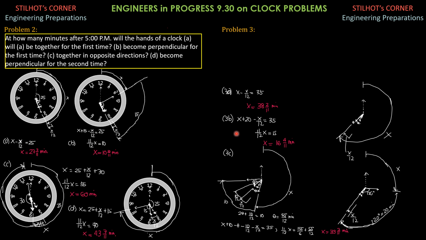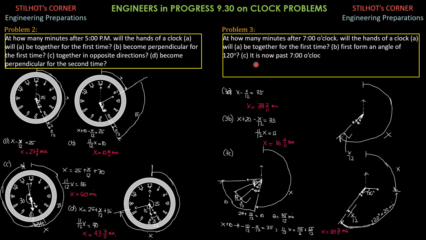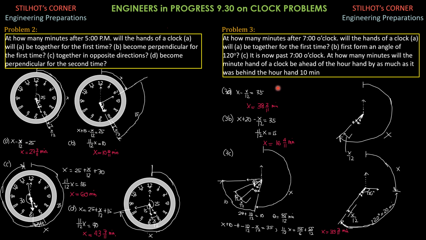Then problem 3: at how many minutes after 7 o'clock will the hands of a clock be together for the first time? First, form an angle of 120 degrees. Then another problem: it is now past 7 o'clock. At how many minutes will the minute hand of a clock be ahead of the hour hand by as much as it was behind the hour hand 10 minutes ago?